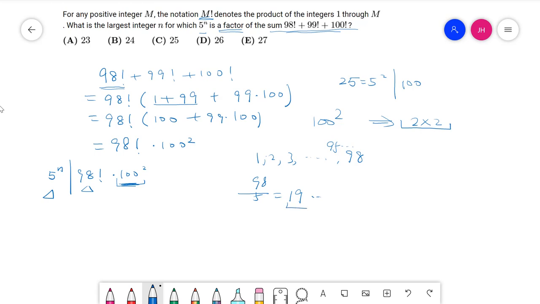Therefore, we have 19 more multiples of 5. So, are we done here? We are not done yet, because we did the count of multiples of 5, but look at this. There are also multiples of 25. For example, 100 itself is a multiple of 25, right? So are there any other multiples of 25 less than 100? Of course there are some, right?